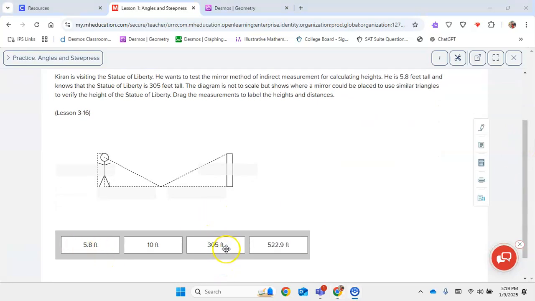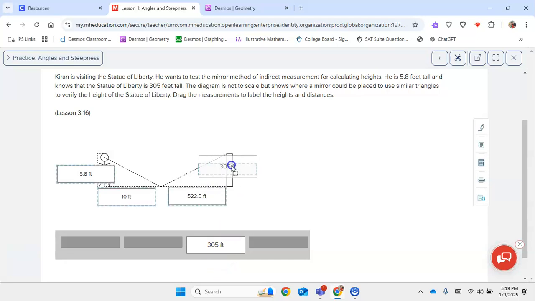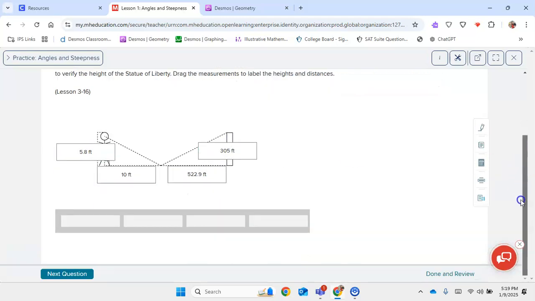So obviously the man is not 305 feet or 522.9 feet. So he's 5.8 feet tall. And his shadow is going to be bigger than him. Again, not those other two. So it is 10 foot tall. So because the shadow is greater than the image, the shadow would be here. And the height of the Statue of Liberty would be here.